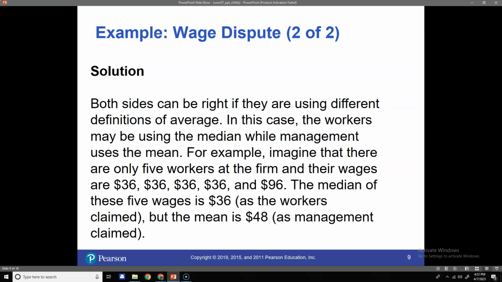So let's see what they say. Yeah, so if they're using different definitions of the average, that's exactly what we're talking about. If you have a high outlier, then you could have the median being 36, but the mean being 48. And it's pretty much the exact same setup as the contract dispute that we just saw.